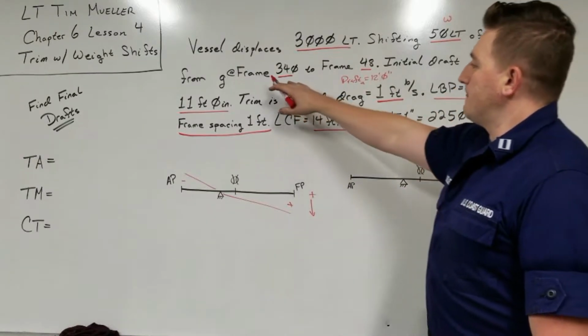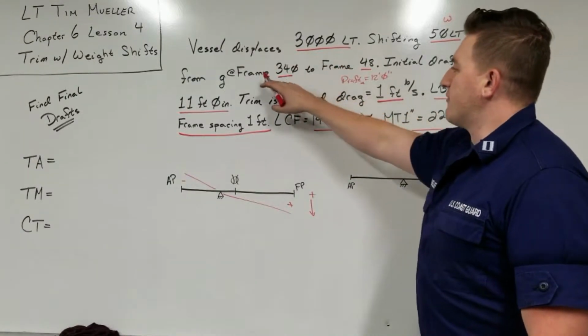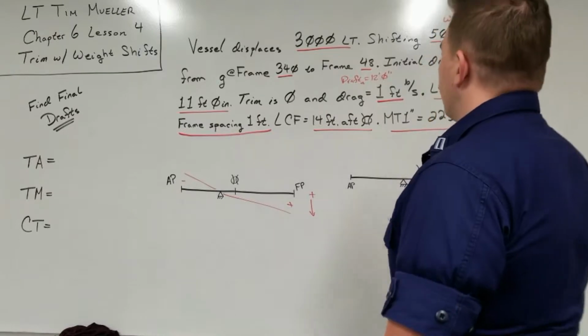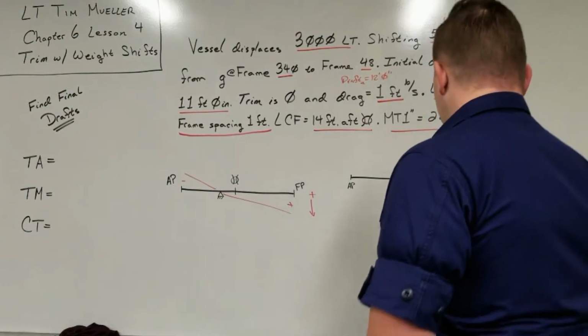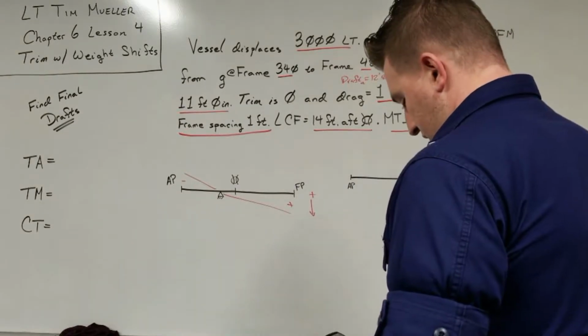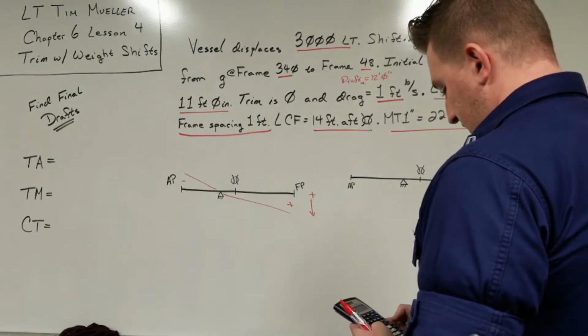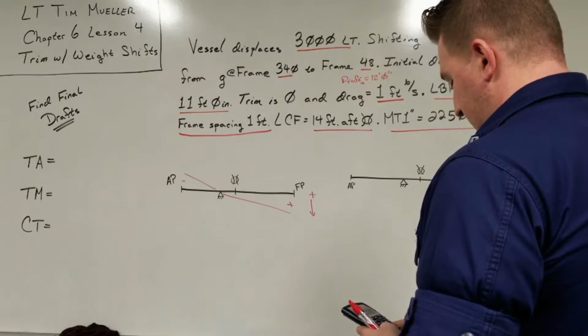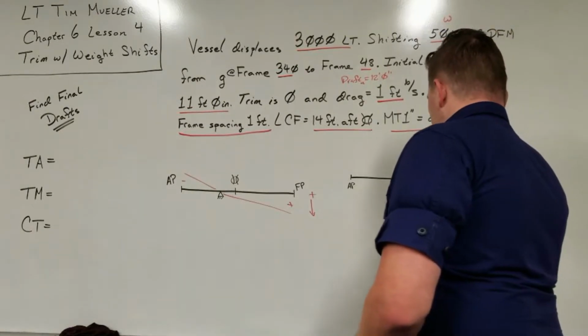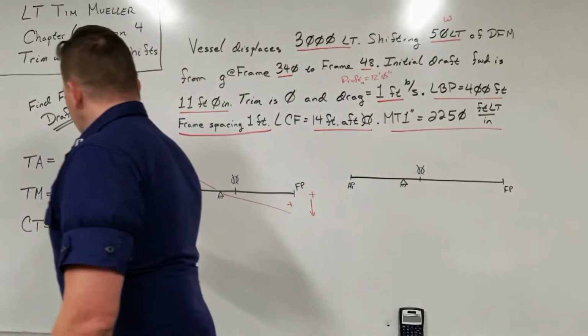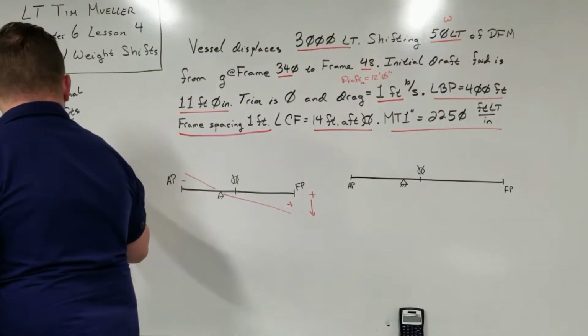So all we got to do is subtract 48 from 340. And that's going to give us 298 or 292, right around there. Let's see here. Use the calculator. Told you I'm going to do this in real time with you. 340 minus 48, 292. So our trimming arm is going to be 292 feet.